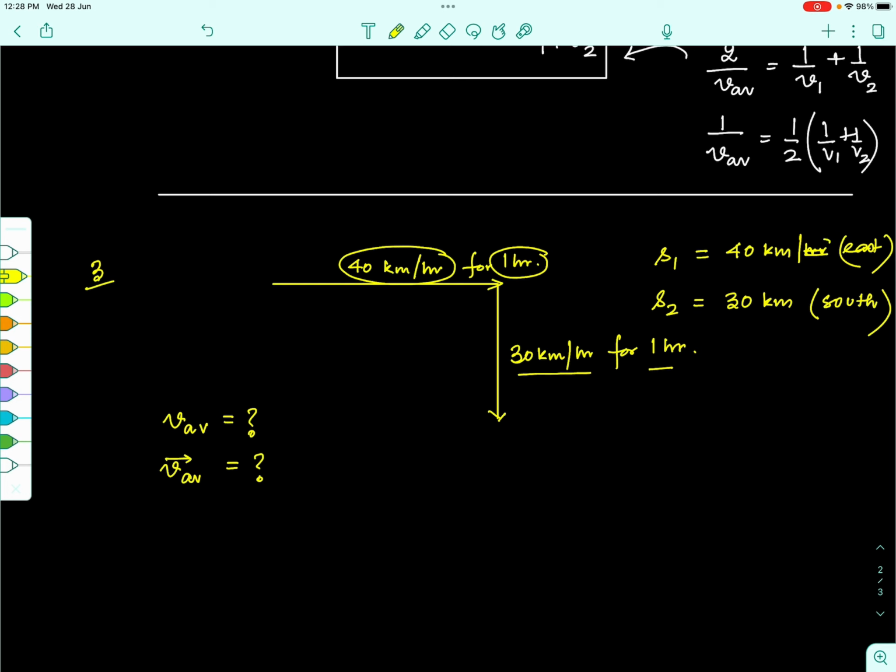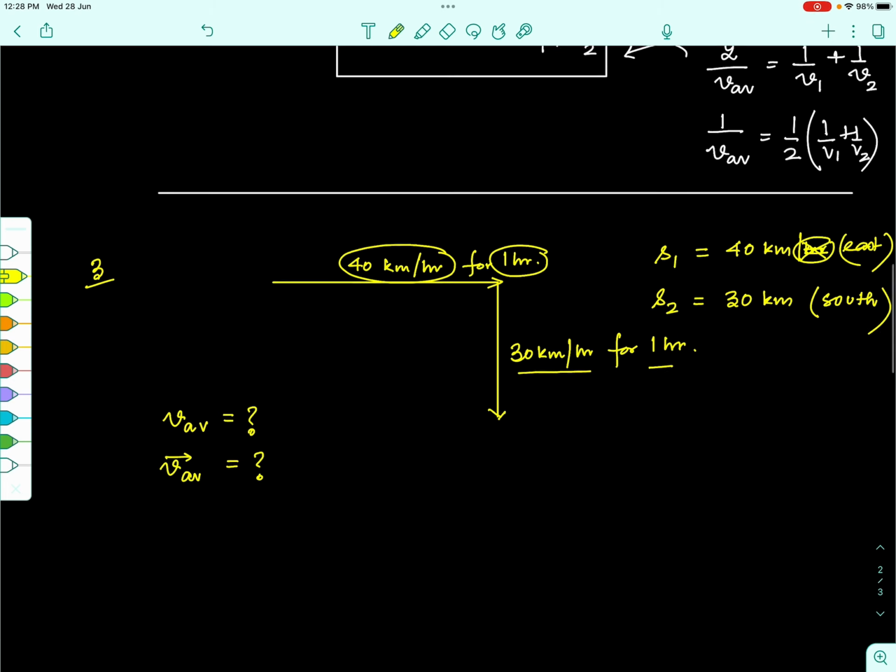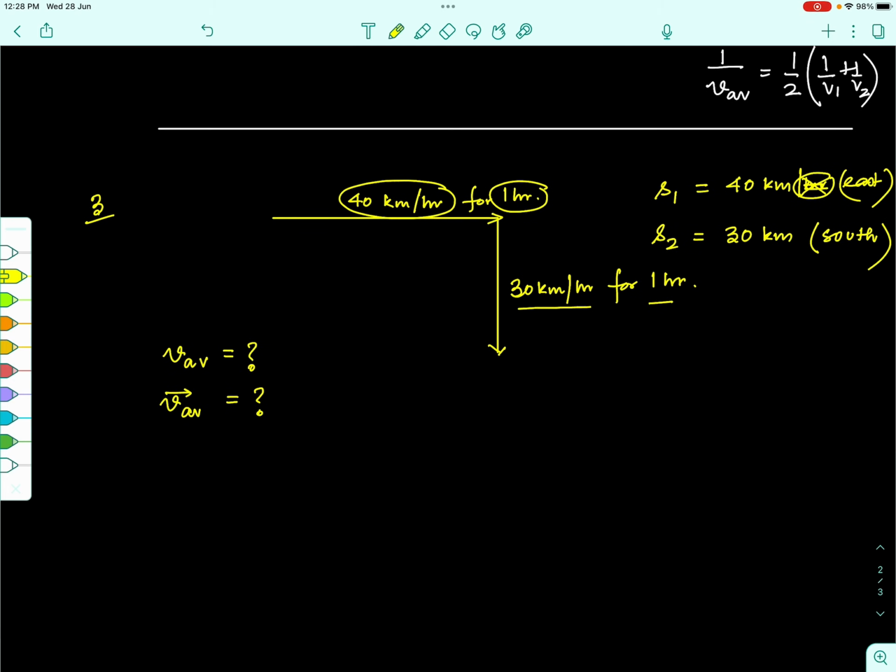So, this distance travelled is in kilometers only, not in kilometer per hour. So, 40 kilometers towards east and 30 kilometers towards south. These are the two displacements that the car would have, right. So, before we move on to displacements and find out the average velocity, let us look for the average speed.